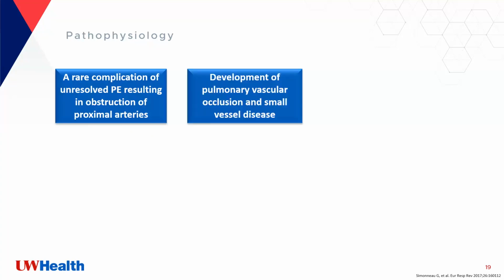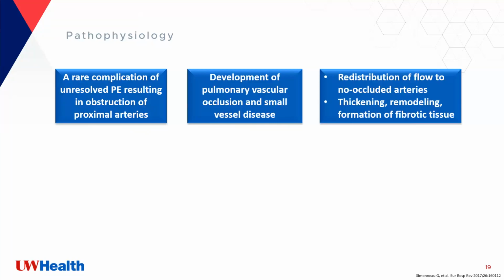So this presence of clot can further lead to vascular occlusion and small vessel disease, causing the progression of disease as well as signs and symptoms. So now that we have this small vessel disease, the blood flow is redistributed to non-occluded pulmonary arteries, which causes high stress and blood pressure. This causes endothelial dysfunction that further can increase the pressure, causes tissue remodeling, thickening, and formation of fibrotic tissue that further obstructs blood flow.